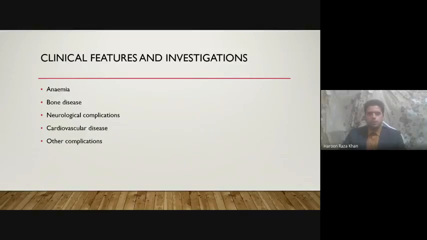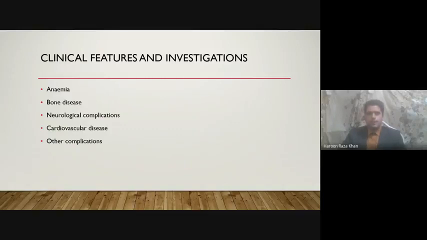Now, let us talk about the clinical features of this condition. Interestingly, the early stages of renal failure are often completely asymptomatic. So, in the early phases of the disease, there are usually no symptoms. The patient does not typically show any classical signs.